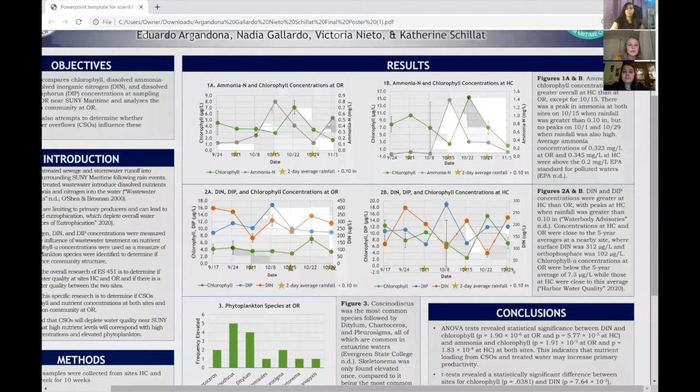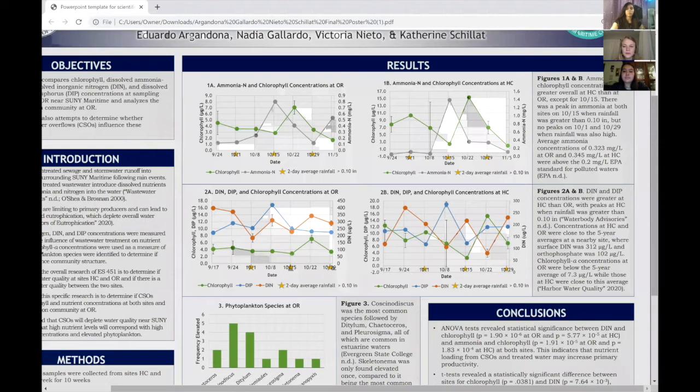For example, between October 8th and 29th, both chlorophyll and DIN decreased, increased, and decreased again. As shown in 2B, there was the opposite trend at HC, where increases in chlorophyll corresponded with decreases in DIN, and decreases in chlorophyll corresponded with increases in DIN. This was interesting because nitrogen is known to limit algal growth, which is measured by chlorophyll concentrations. It's expected that as DIN increases, chlorophyll will also increase, which wasn't the case at HC.